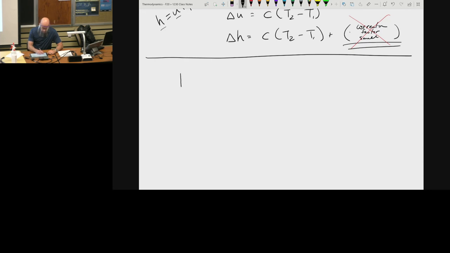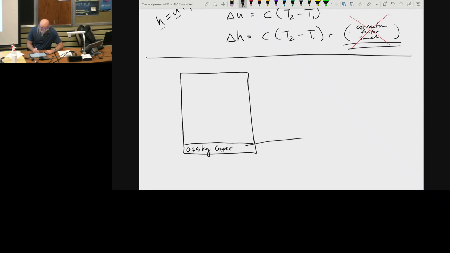So here's the first problem we're going to deal with. I have a tank, and this tank has a heater in the bottom of it. That heater is made of 0.25 kilograms of copper. We're going to pass electrical current into this copper, which is basically a heating element. We're going to put 10 amps at 12 volts through it for 100 seconds.